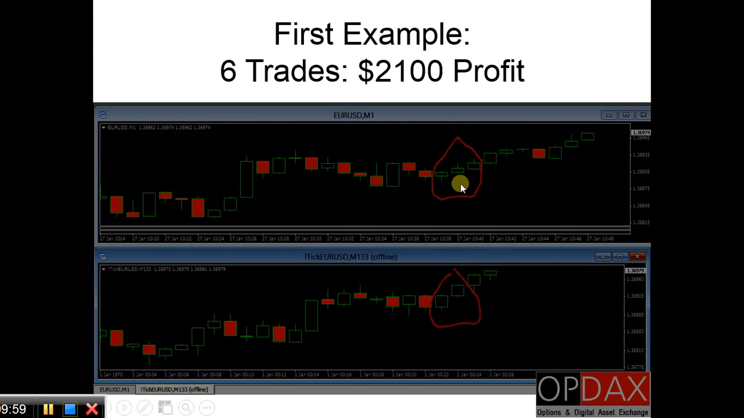And why I say that, what I usually look for is at least, I prefer three, sometimes I'll do two. I prefer three candlesticks that show the movement of the price, increasing price, and I look for the confirmation of 2 or 3 tick chart candlesticks that form in the same direction as the time chart. And we put 6 trades in here, $500 each trade for a $2,100 profit.